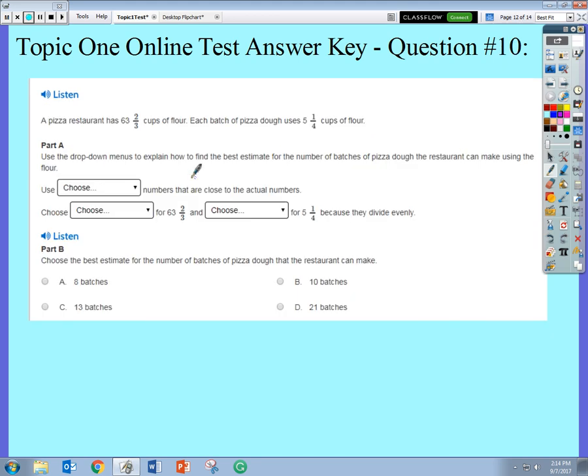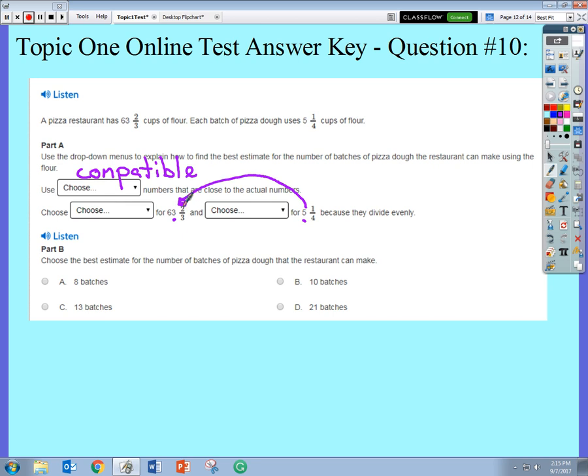Question 10. Now, I don't have the drop down, but I do know what it says. A pizza restaurant has 6 2/3 cups of flour. Each batch of pizza dough uses 5 1/4. Use the drop down menus to find the best estimate. Choose, we want to use compatible numbers. Compatible, I'm going to spell this wrong. Choose what for 6 2/3. Now, here's the tricky part. We got 5 here, or 3 there. We have 5 there. I know we're going this into this.